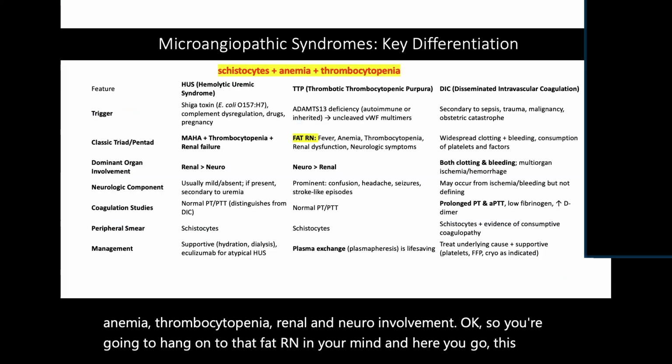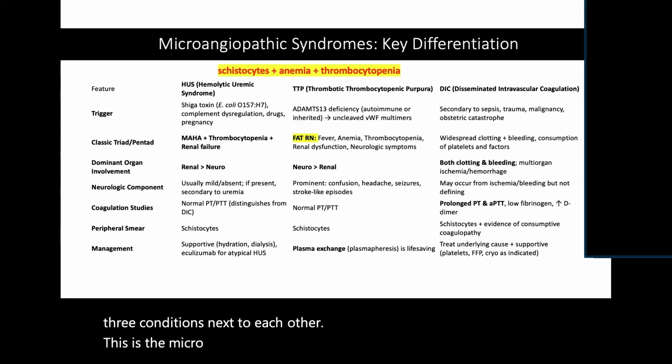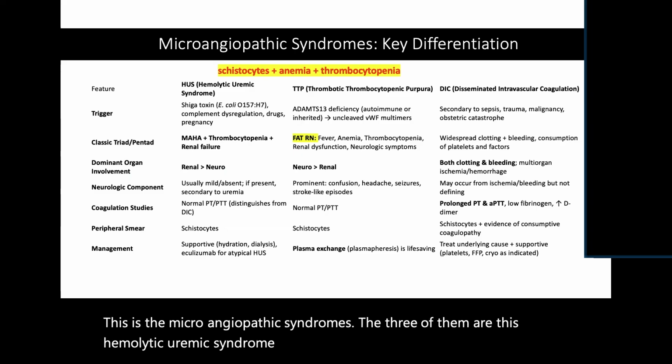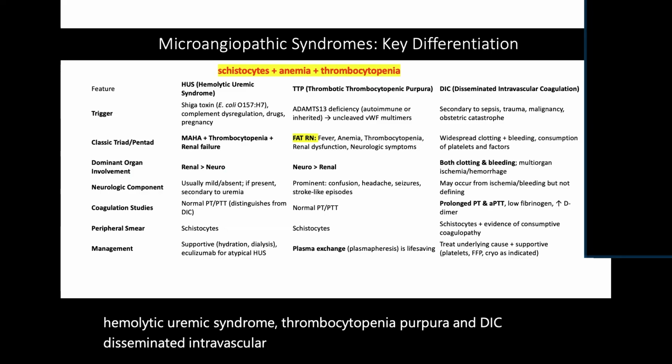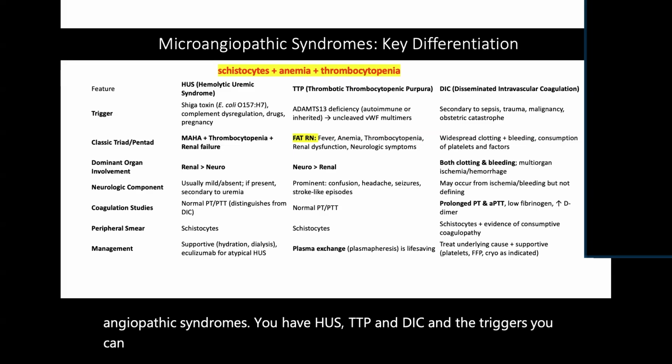This is all three conditions next to each other. This is the microangiopathic syndromes. The three of them are this: hemolytic uremic syndrome, thrombotic thrombocytopenic purpura, and DIC, disseminated intravascular coagulation. So these are the three microangiopathic syndromes. You have HUS, TTP, and DIC. And the triggers you can see are different for each one.